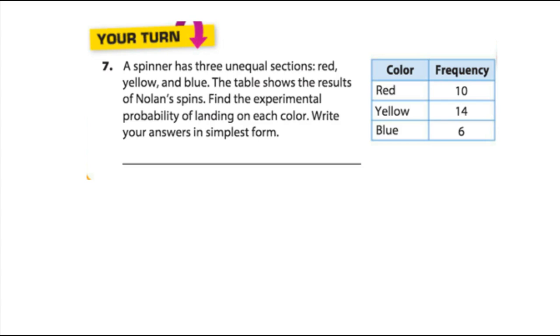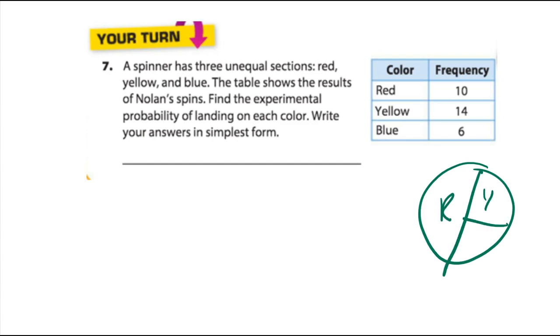It says a spinner has 3 unequal sections, red, yellow, and blue. Unequal meaning like the red side might be larger than the blue side, or the yellow side might be larger than the red side. So the spinner's not equal. Maybe we have one side that's larger than the rest of them. We have a spinner. Maybe instead of being broken up into 3 equal spaces, it's like this. And this side could be the red side, this one could be the yellow side, this one could be the blue side. Okay, so a spinner is broken into 3 unequal sections.